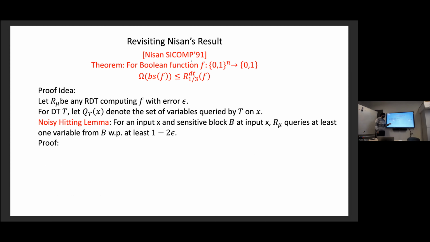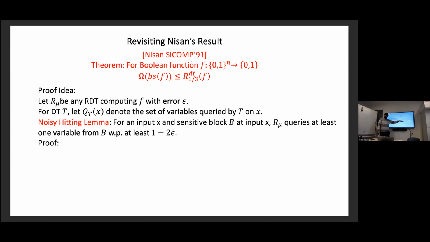And now we can go to the randomized setting. Okay, that's what we want. And essentially, we can have a same hitting set type lemma. Where we say if we have an input X, earlier we were saying if we take a root to leaf path in our decision tree, then for a sensitive block B, at least some variable from that sensitive block must be queried. Here we'll say at least some variable from a sensitive block must be queried with good probability, with probability 1 minus epsilon. Take any input X, take any sensitive block for that input X.